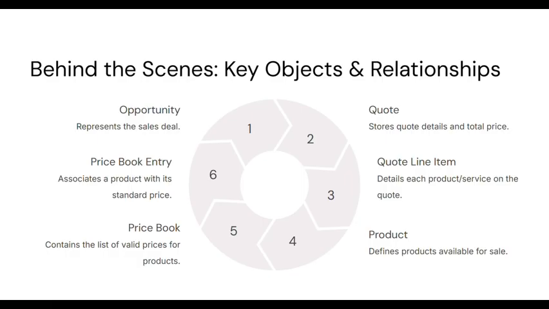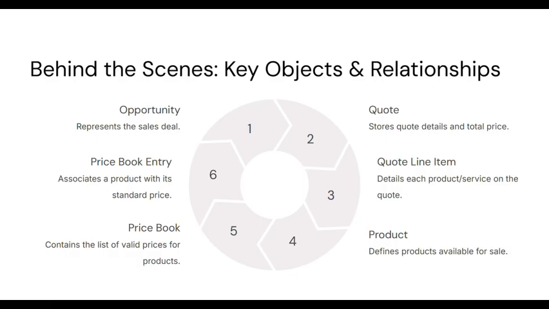Next, we have the product. This is the object that defines what you are selling. A laptop, a service plan, a server, anything. Products can be simple or a part of a bundle. This is the main thing we have in the organization. We are selling something, and what we are selling comes under the product.